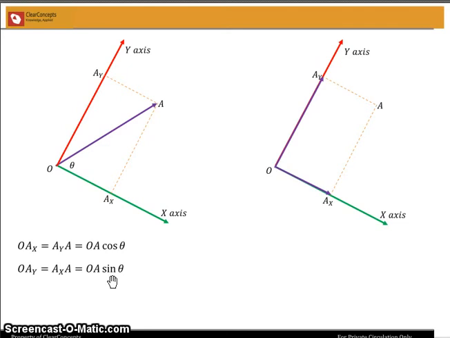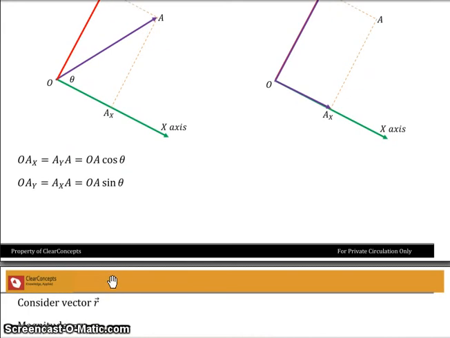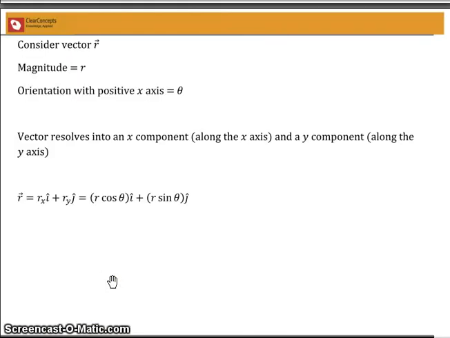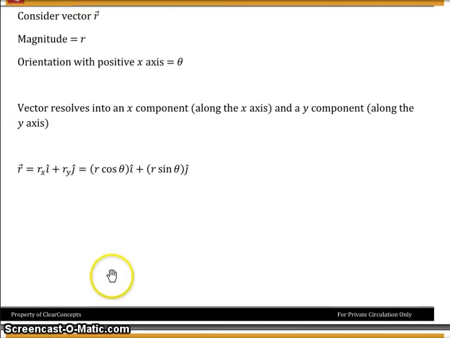So from both these diagrams we see that there is a relation between the magnitude OA, the orientation theta, the side along the x-axis OAX, and the side along the y-axis OAY. Resolution of vectors is all about these two ways of representing a rectangle. So let's go ahead with some more formalized ideas.